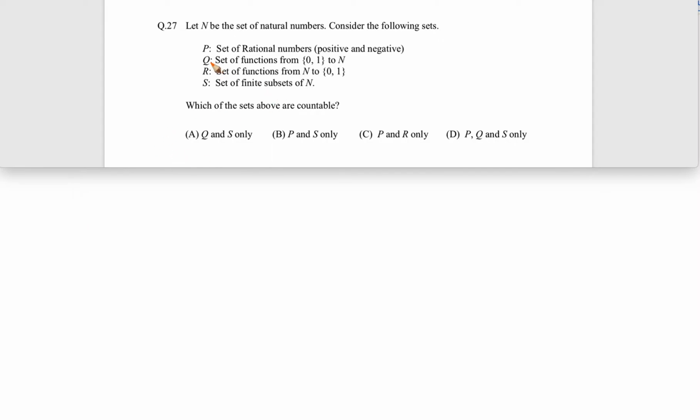Okay, so let's start with the first one, P, the set of rational numbers, positive and negative. Doesn't matter. What you can do is something like this. Let's list all the integers, positive or negative, something like this: 0, 1, -1, 2, -2, 3, -3, like that. You can list everything, right? Similarly, 1, -1, 2, -2, you can list, right?